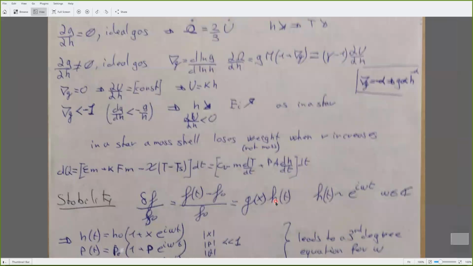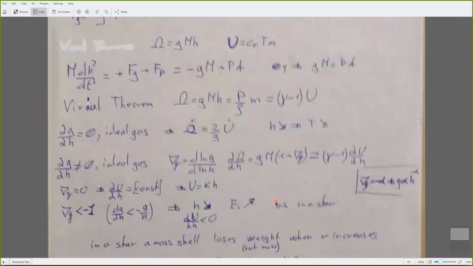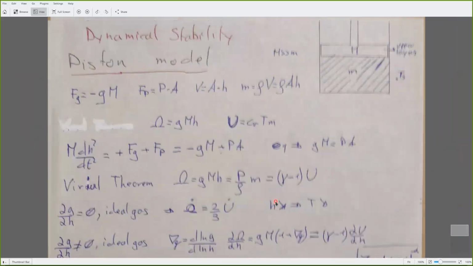As said, we are going to see now dynamic stability, the instability that happens in the star.